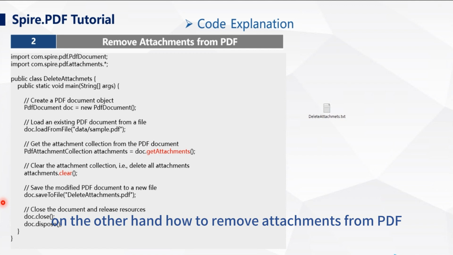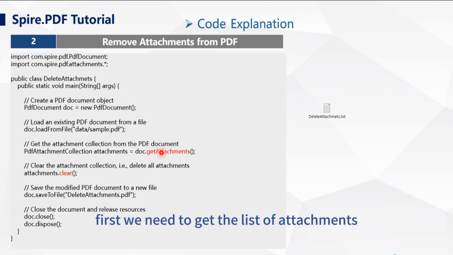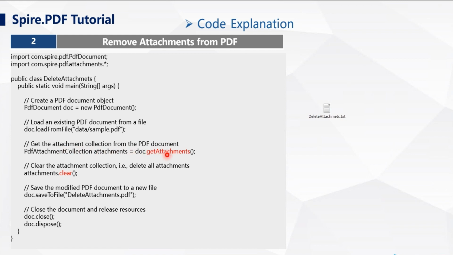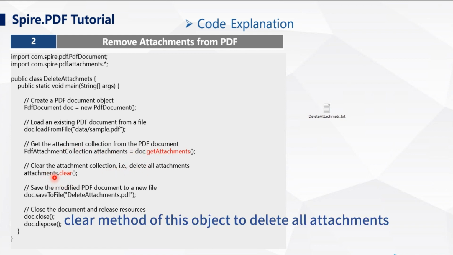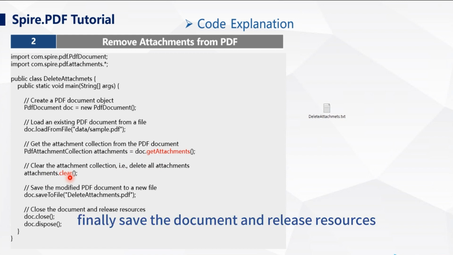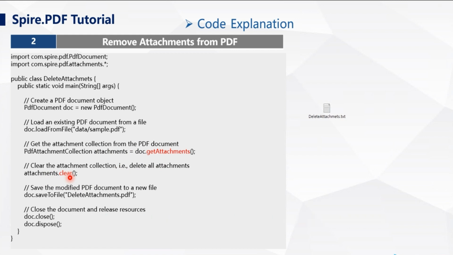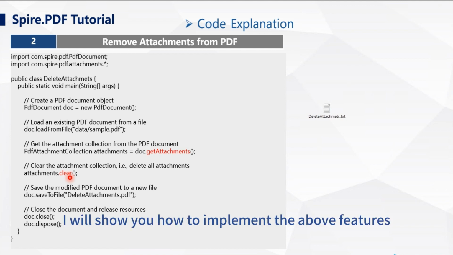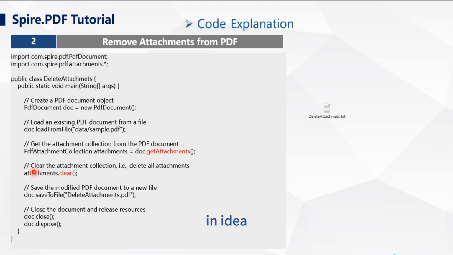On the other hand, how to remove attachments from PDF. First, we need to get the list of attachments. And then call the clear method of this object to delete all attachments. Finally, save the document and release resources. Now, I will show you how to implement the above features in IDEA.